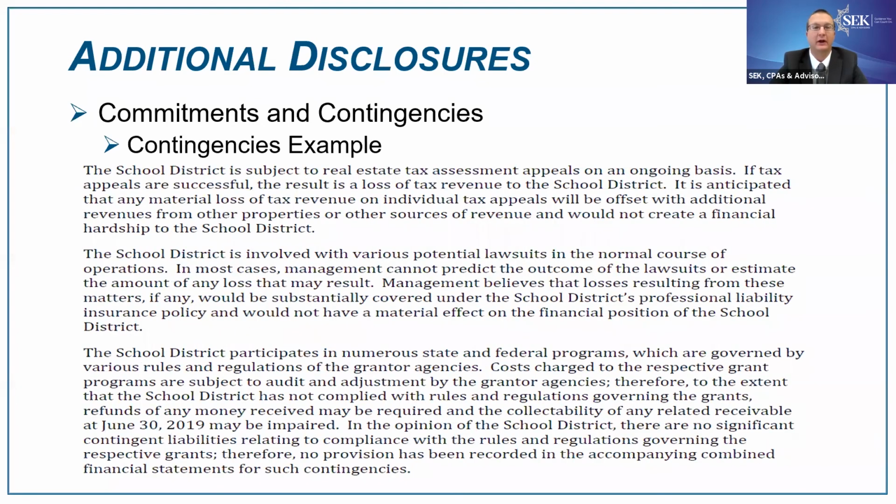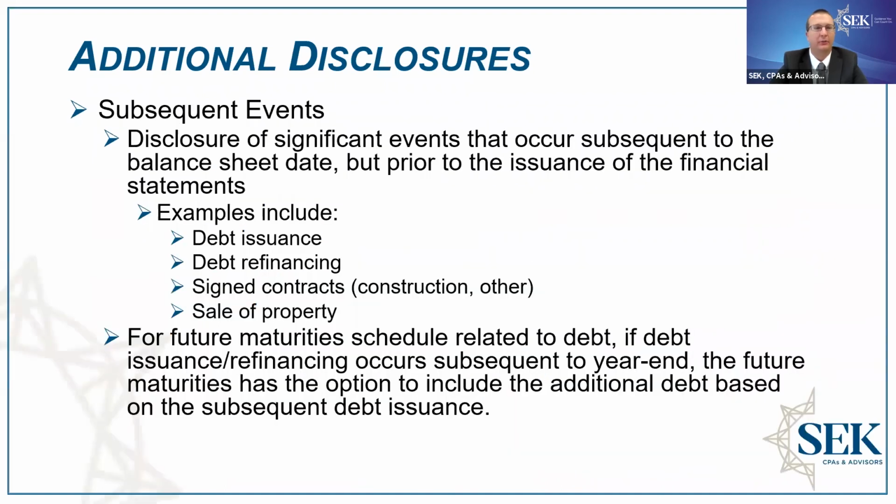And then I also have a quick example here for contingencies. Obviously, school districts typically have tax appeals. Again, that's kind of routine. So this is just kind of a generic disclosure that we have as far as tax appeals and any pending or threatened litigation. So I'm running out of time here.